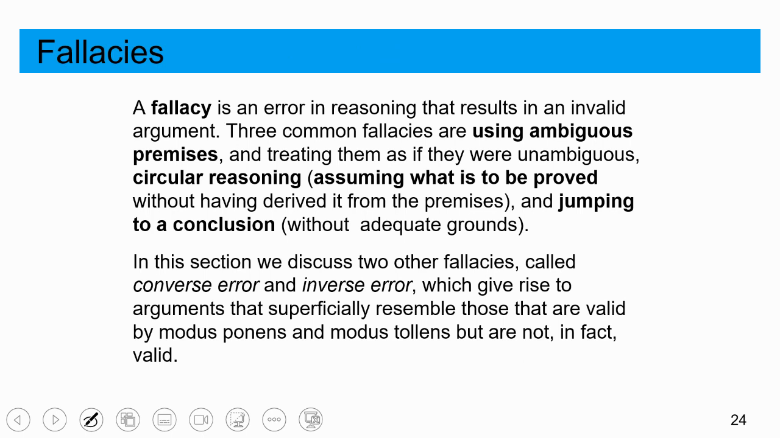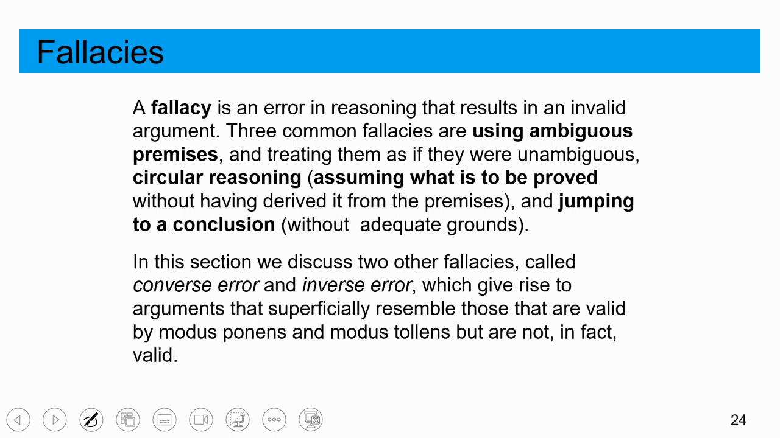Now, along with valid arguments, of course, we have to address the fact that there are some fallacies in argument. These are errors in reasoning. And again, watch a commercial, look at an ad, watch the news, listen to a politician. You'll see errors in reasoning all the time. So when you have an error in reasoning, this is an invalid argument, and that's produced by a fallacy.